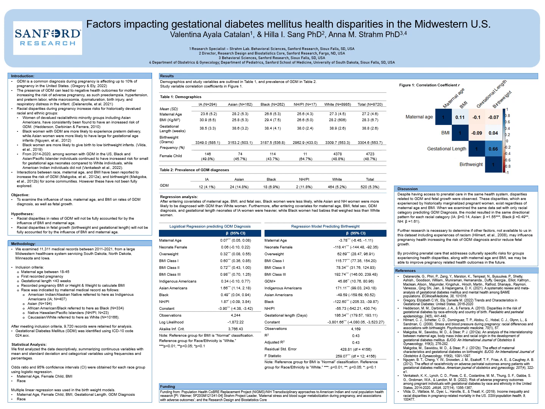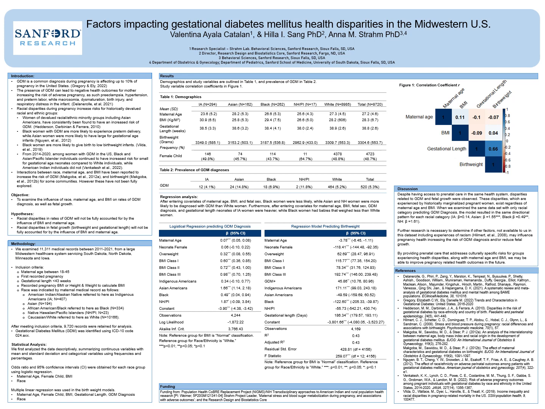Our results in these models: Black women were less likely, while Asian and Native Hawaiian women were more likely to be diagnosed with gestational diabetes than white women. Furthermore, neonates of Indigenous American women were heavier, while Black women had babies that weighed less than white women.